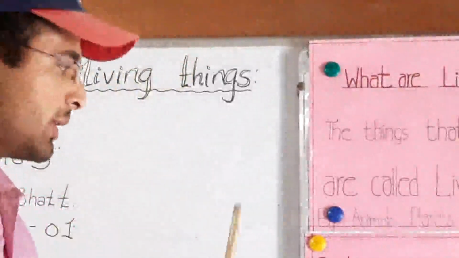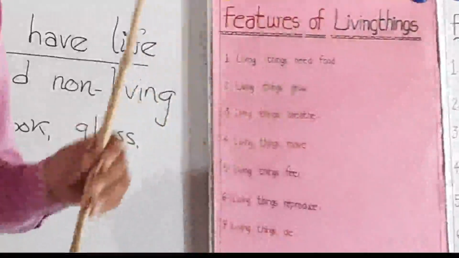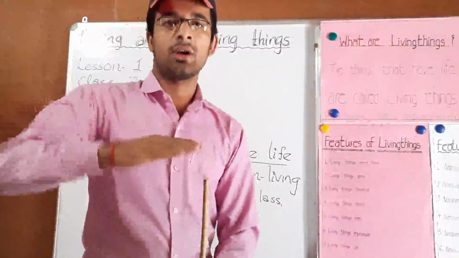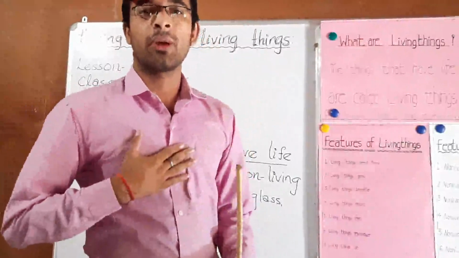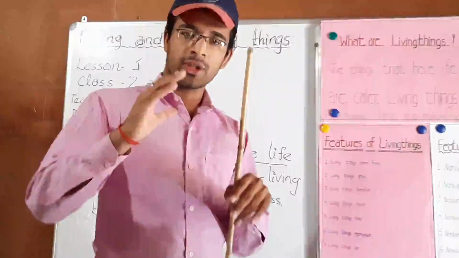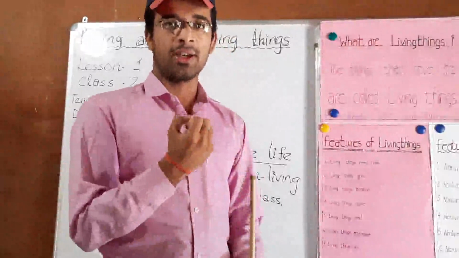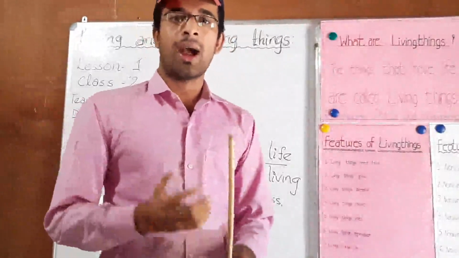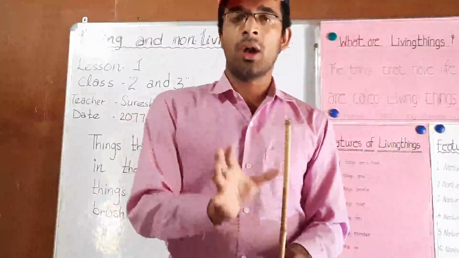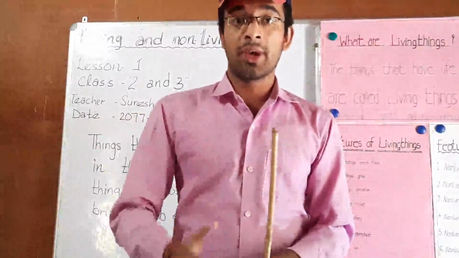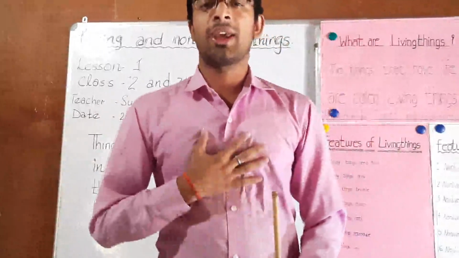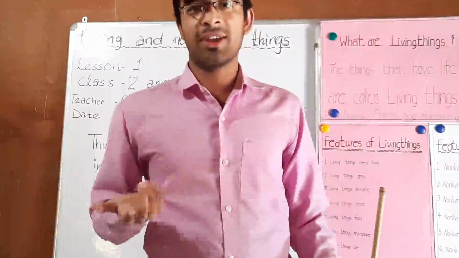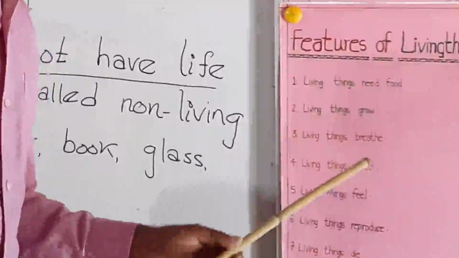Okay, next point. Living things grow. All the living things have a capacity to grow in size or shape. Like we human beings, first we are born as a small child. Then after some time, we grow up. And after a long time, like 20 or 30 years, we become young. Like me, I am a living thing, so I am growing. Yes, you can see me.